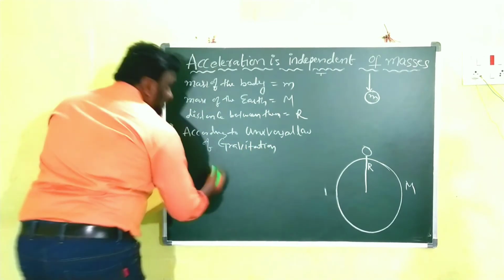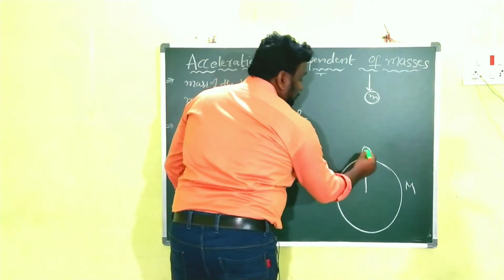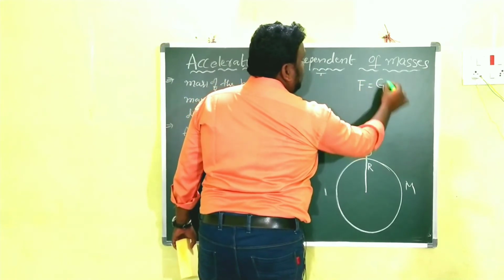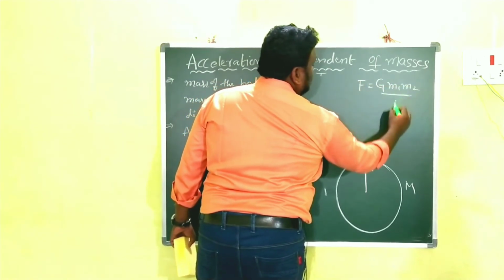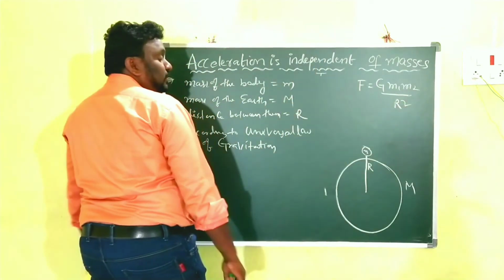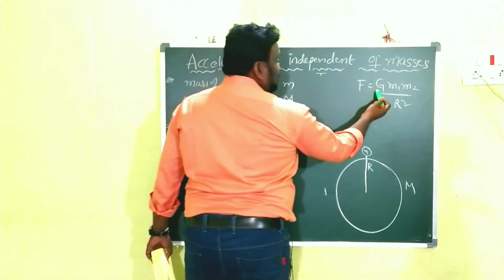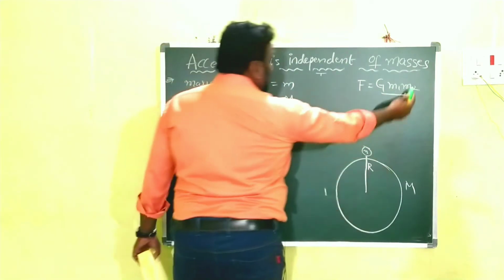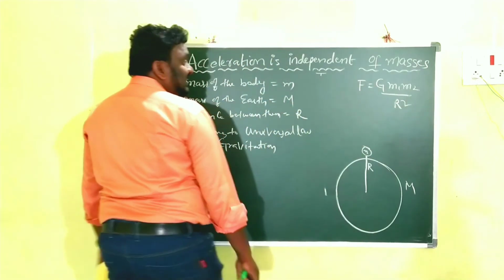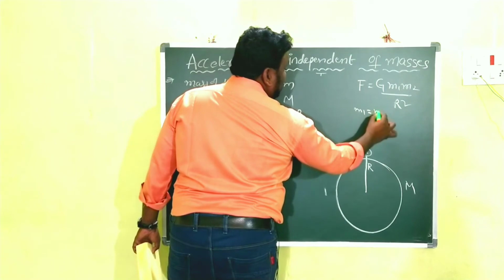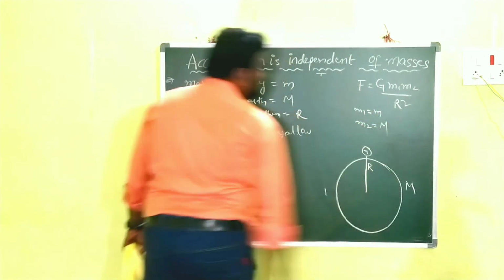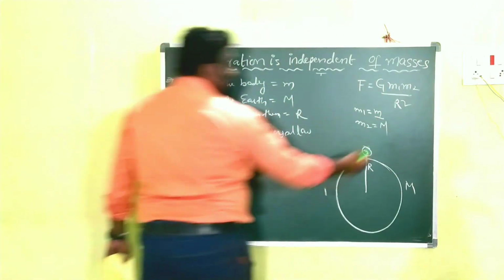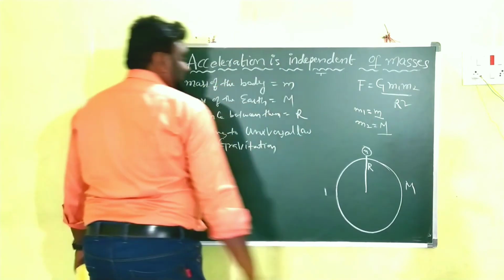what did I tell you in the previous video? F is equal to G into M1 M2 by R square. This equation is the universal law of gravitation. Here M1 is the mass of the first body and M2 is the mass of the second body. Like that, I am taking M1 as small m and M2 as capital M. Children, what is small m? The mass of the body. And what is capital M? The mass of the earth. Clear?